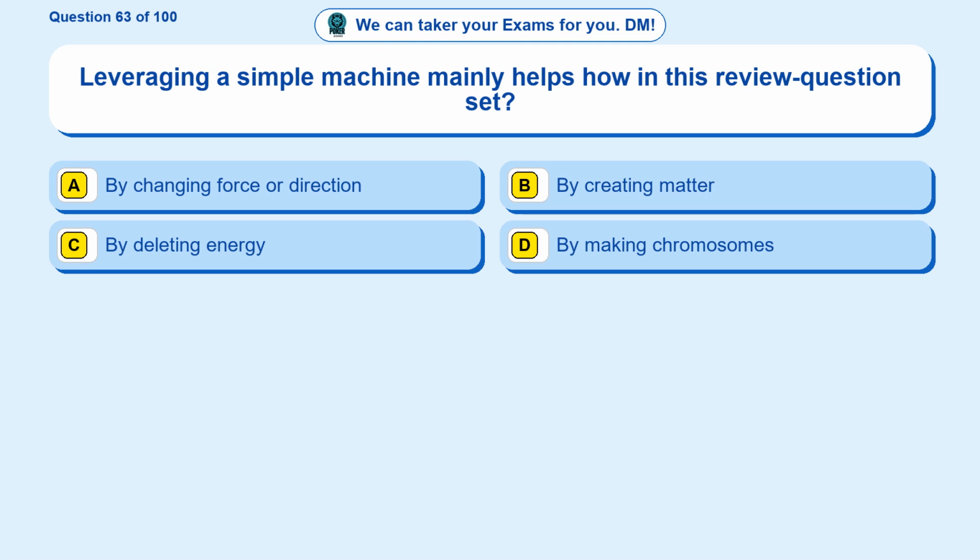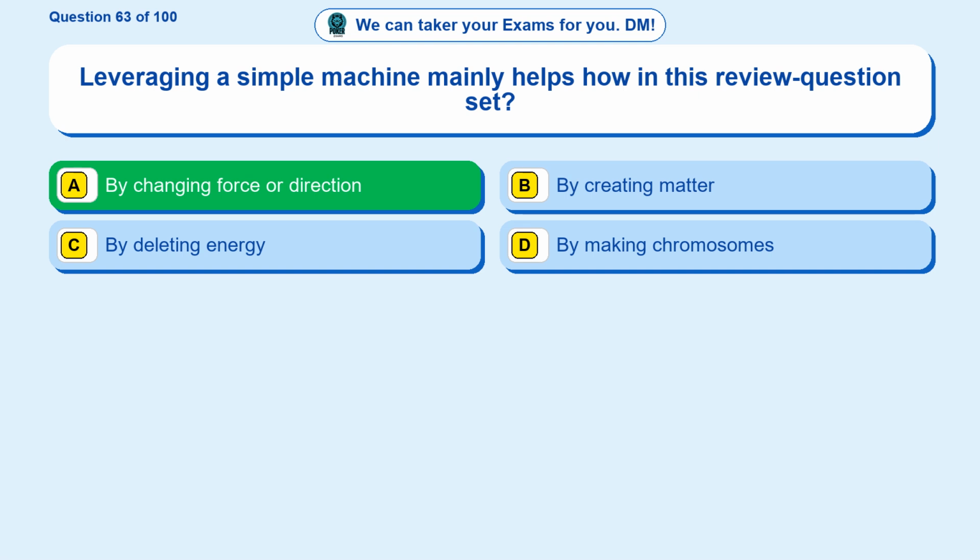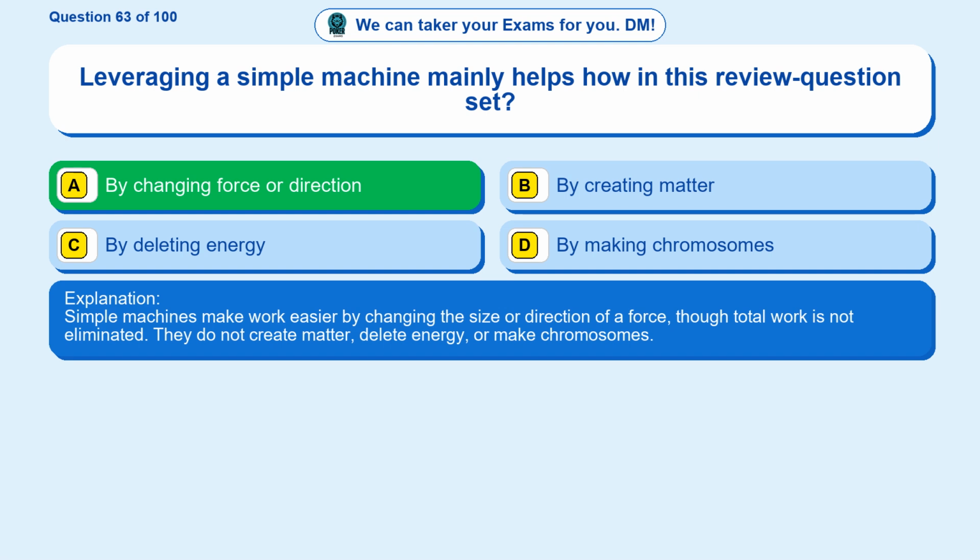Question 63. Leveraging a simple machine mainly helps how in this review question set? Option A, by changing force or direction. Option B, by creating matter. Option C, by deleting energy. Option D, by making chromosomes. The correct answer is option A, by changing force or direction. Simple machines make work easier by changing the size or direction of a force, though total work is not eliminated. They do not create matter, delete energy, or make chromosomes.